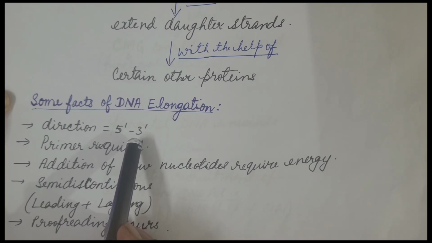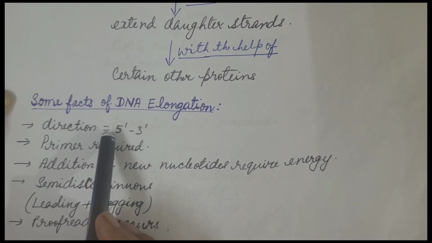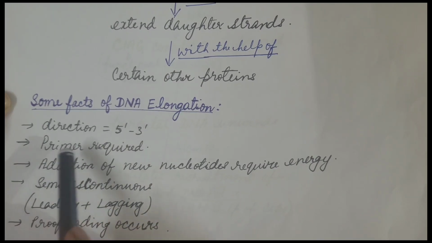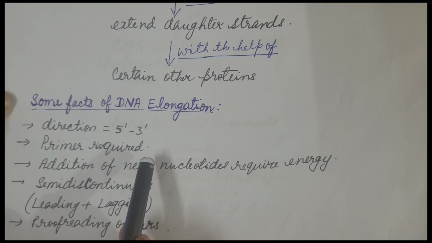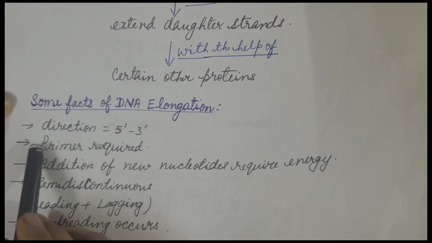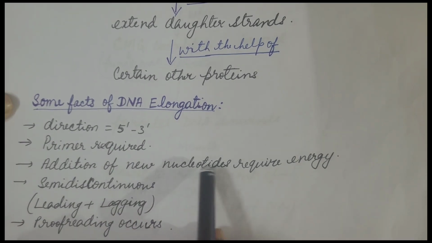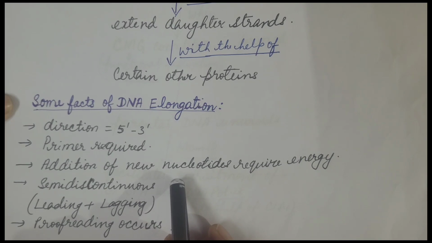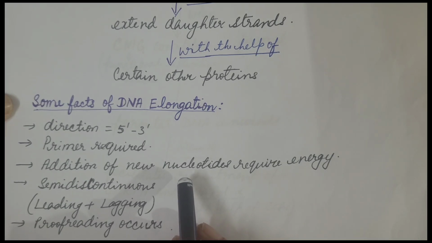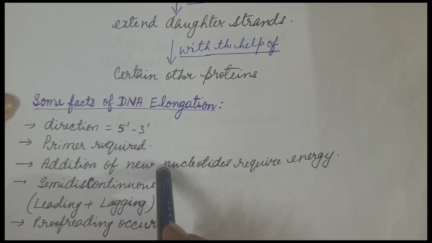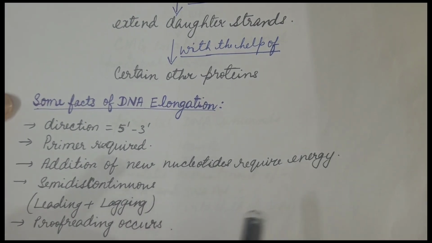The direction of elongation, or the direction in which the new strand is synthesized, is always in the 5' to 3' direction. Primer is required. The major replicative enzymes involved in the elongation cannot initiate the synthesis of a new strand. They always require a 3' OH group for the extension or elongation of the new strand. Hence, primer is required. Addition of new nucleotides requires energy. So, in order to extend or elongate the new strand, nucleotides which are complementary to the template strand are added, and during the addition of nucleotides, energy is required in the form of ATP.